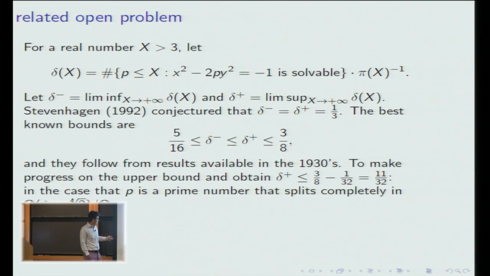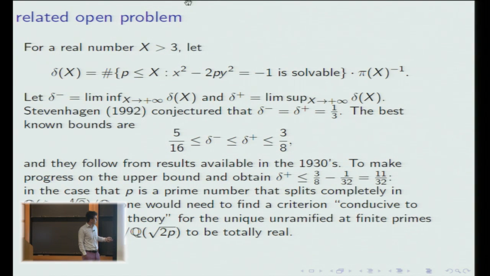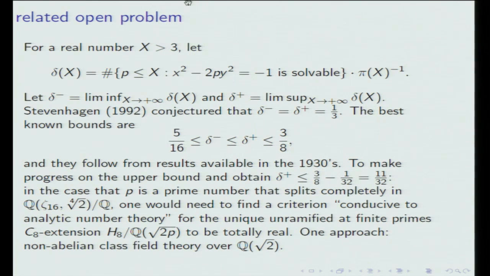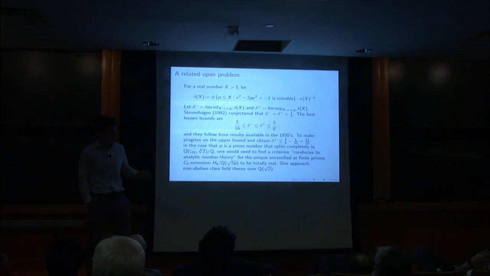To improve this upper bound a little bit, one would need to know, for those primes that split completely in here, so basically for those primes for which the 8 rank is determined, a criterion for a certain subextension of the Hilbert class field of this real quadratic field to be totally real. One approach could be to develop some sort of non-abelian class field theory over Q adjoin square root of 2. It would have to be very explicit, and conducive to analytic number theory, which I don't have time to explain right now. But if you're interested, I can let you know more about it.